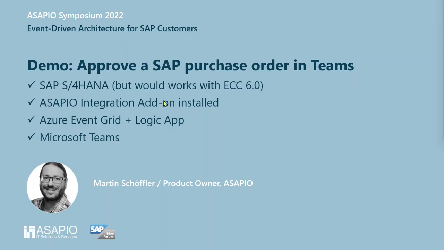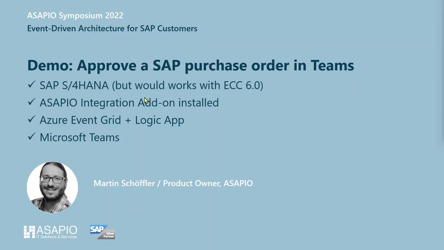So hello everyone. In this segment, I want to showcase how simple and easy it is to create a new outbound object event. In order to do that, we already prepared a more complete use case where we utilize an Azure event grid. We have a logic app configured there that sends our event into a Teams channel and allows us there in the Teams channel to approve a SAP purchase order.